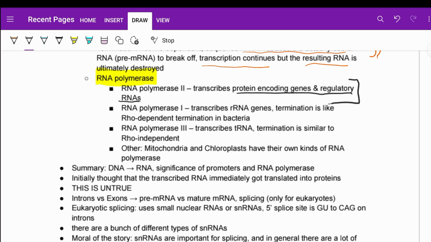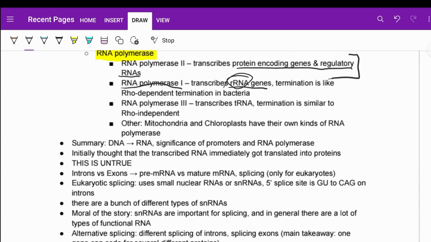RNA polymerase 1 transcribes rRNA genes. So polymerase 1 helps create ribosomes. Wherever ribosomes are made, RNA polymerase 1 is there to make rRNA. And then we have RNA polymerase 3, which transcribes tRNA. Again, this is part of the function of ribosomes, but it will make tRNA.